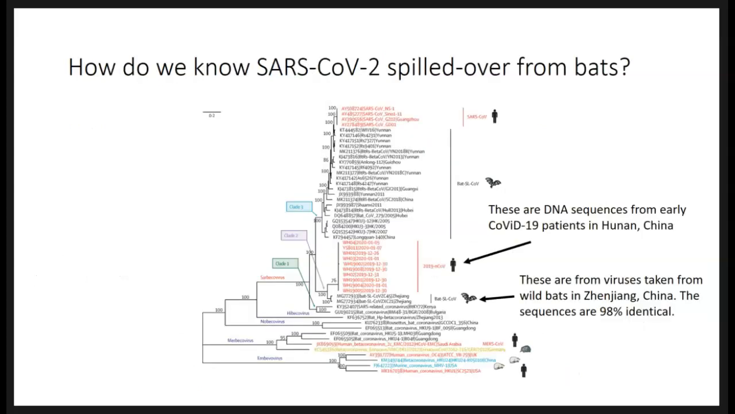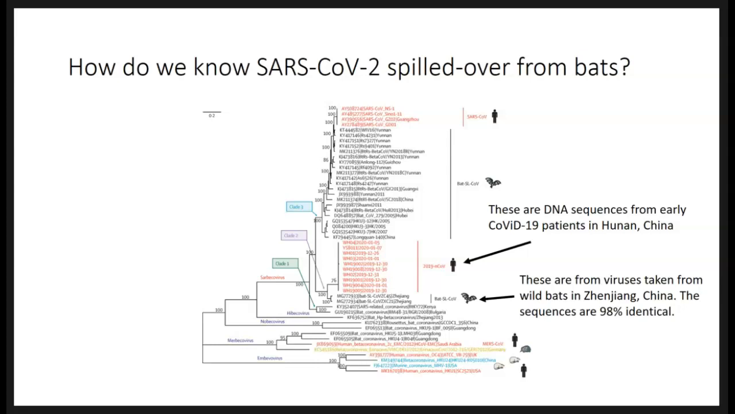So, how do we know that the current SARS-CoV-2 virus spilled over from bats? Right? So this virus was not created in the lab. It was very likely found originally in bats.